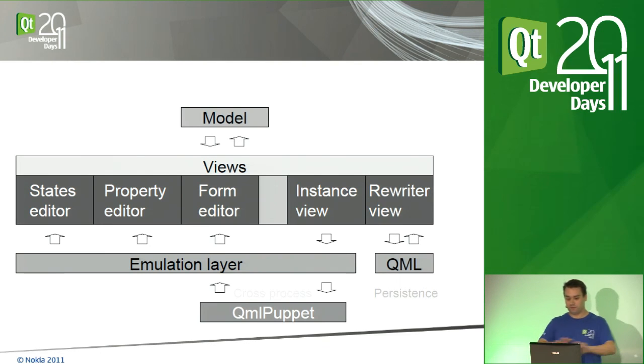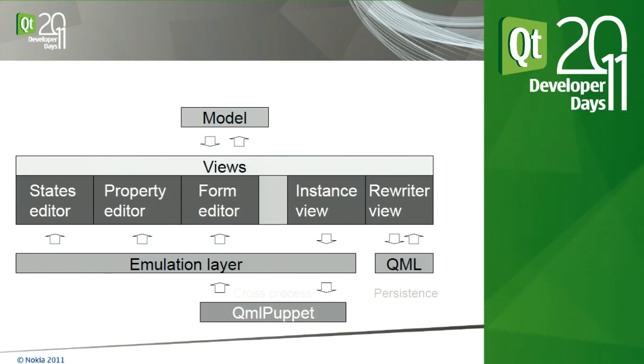Then we have lots of views on that model. One view is the rewriter view, which is doing all the persistence. This rewriter view is a special view and writes all the changes to QML, to the text buffer of Qt Creator, and reacts to all the changes in the text buffer of Qt Creator so that they are propagated to the model and from the model to all the views. Then we have the instance view. The instance view is driving the emulation layer, which is this special process called QML Puppet, but there are also some things in between.